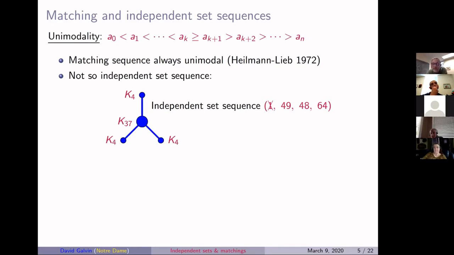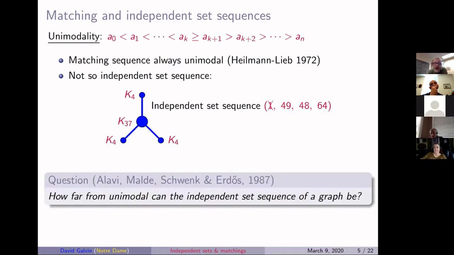When Alavi, Malde, Schwenk, and Erdős realized this with an example very similar to this, they asked themselves a different question to Wilf's question. They asked, how far from unimodal can the independent set sequence of a graph actually be? This is a slightly vague question, so they put a very precise measure on how far from unimodal a sequence is. That was a process of converting a sequence into a permutation. Let me explain that correspondence now.